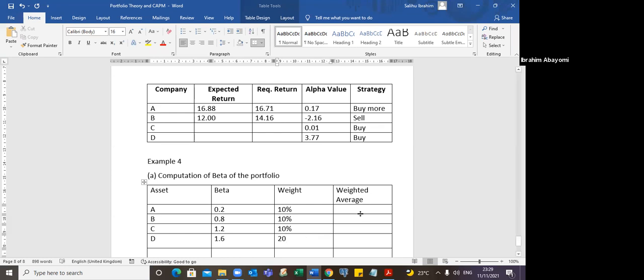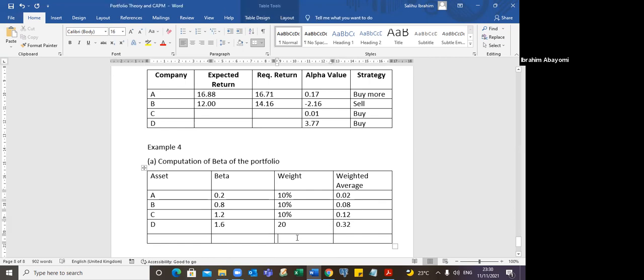So 0.2 times 0.1 is what? 0.02. Abi? Yes. It is 0.08. 0.12. Am I correct? 0.12. This will be, is it 32? 0.32.